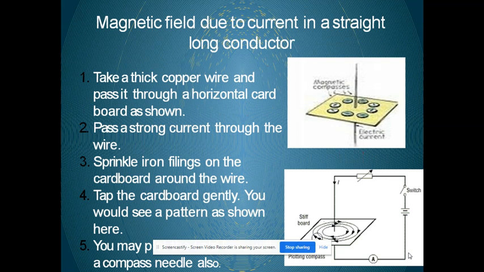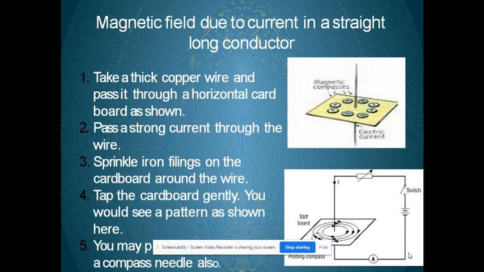Now this is an activity given in your book. Take a thick copper wire and pass it through a horizontal cardboard as shown in the diagram. Pass strong current through the wire, then sprinkle iron filings on the cardboard around the wire. Now start tapping the cardboard gently. You will observe a pattern. As you have seen in the previous slide, the pattern observed is of concentric circles.